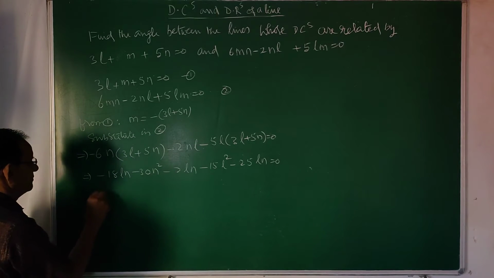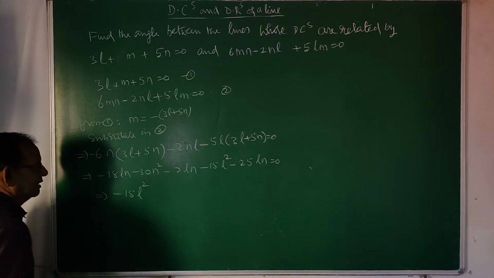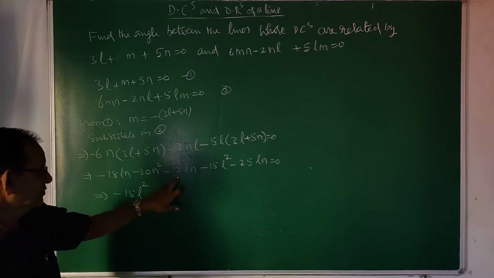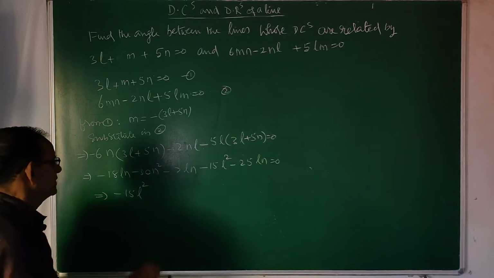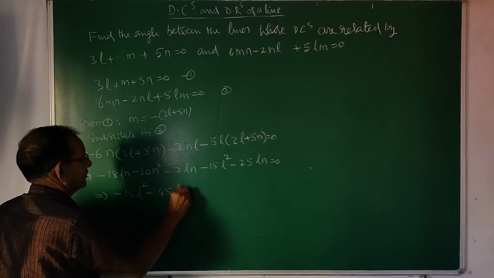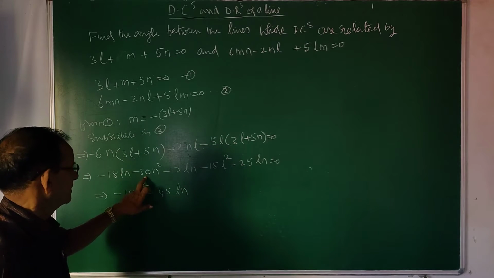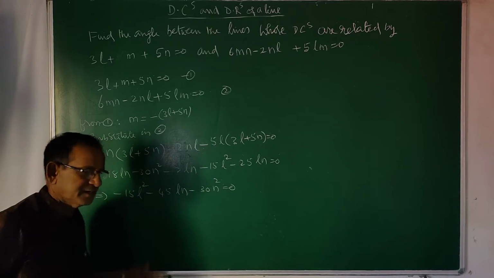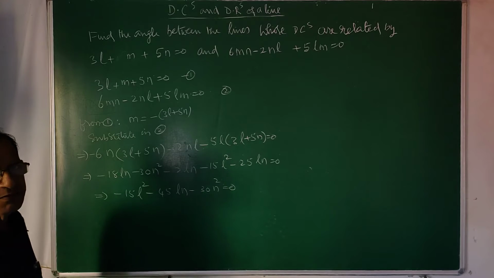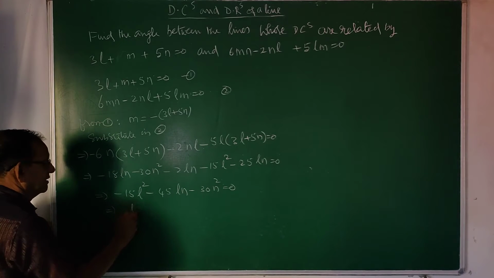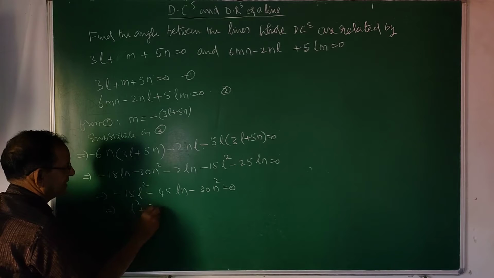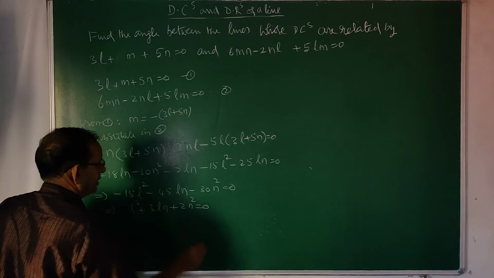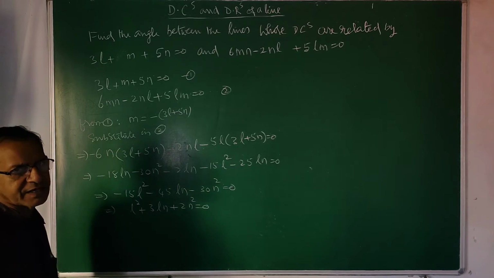Minus 15L square. Next LN terms: minus 18 minus 2 minus 25, minus 45 L into N. Next N square terms: minus 30 N square equal to 0. Because the right hand side is 0, divide both sides by minus 15. That implies L square plus 3LN plus 2N square equal to 0. We divided both sides by minus 15.